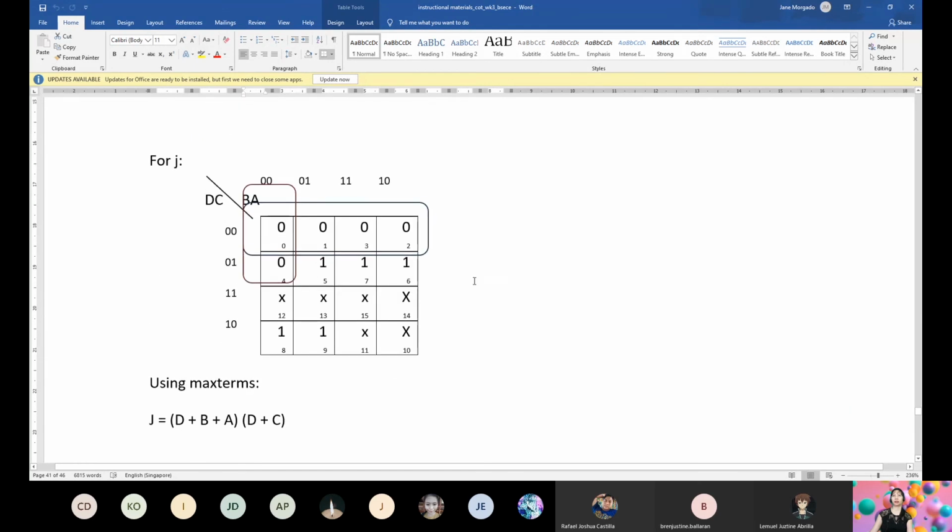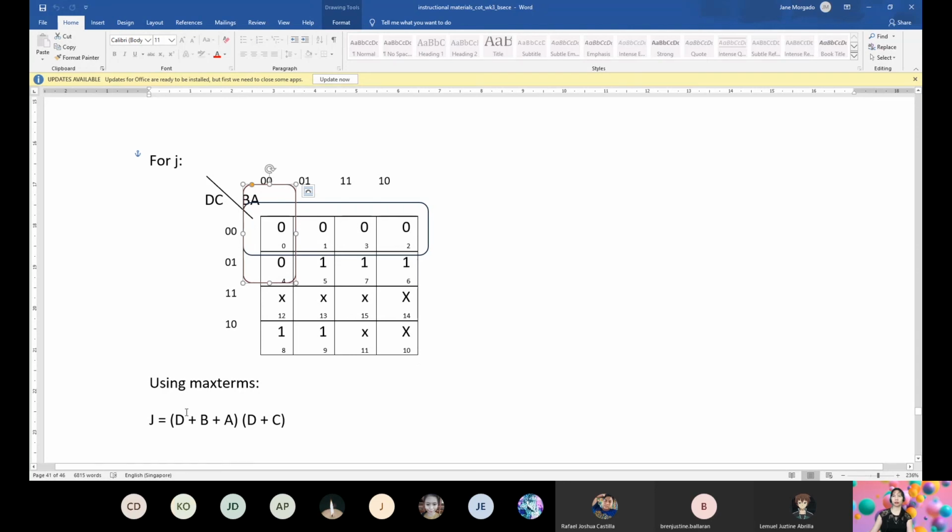Okay, using max terms, so we have, for the maroon loop, or red? Okay, C is eliminated, so we have D is 0, so we have D. And for BA prime, we have B plus A.